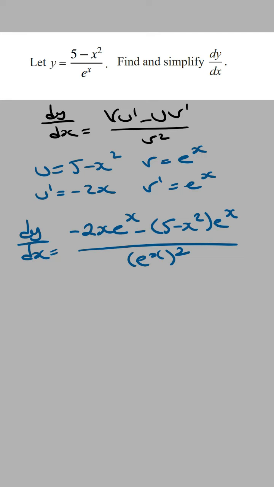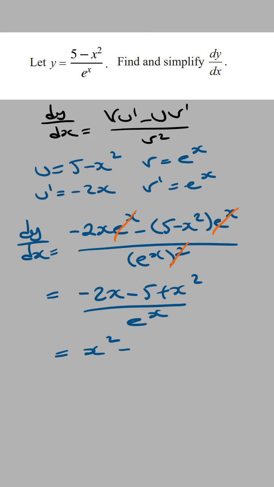We've got e to the x in each term and in the denominator, and so these are going to cancel out. And so simplifying this is going to be minus 2x minus 5 plus x squared all over e to the x, which can also be written as x squared minus 2x minus 5 all over e to the x.